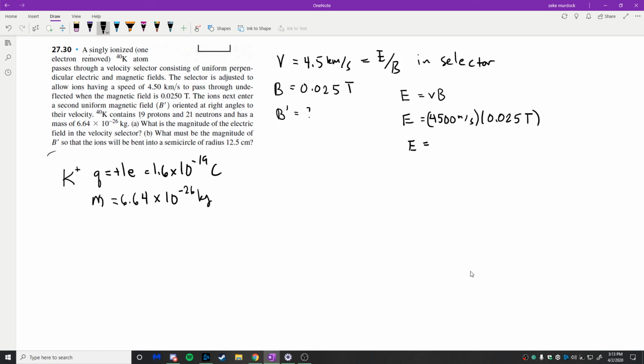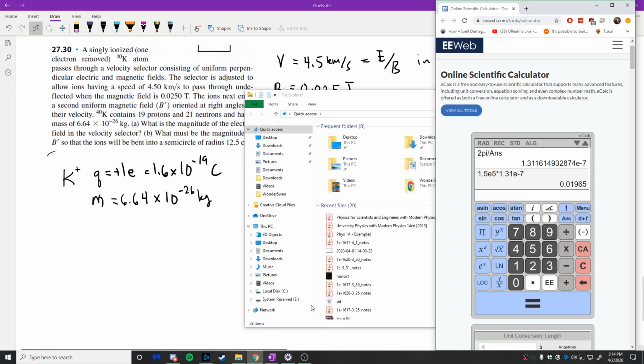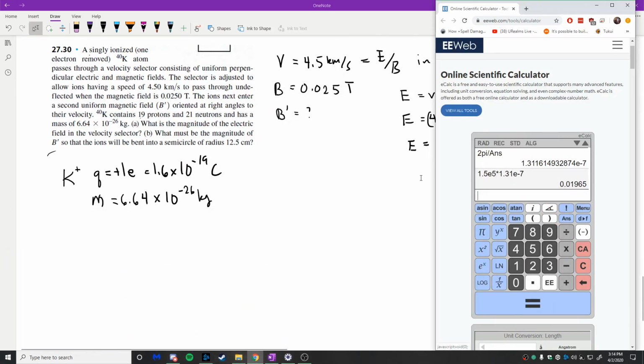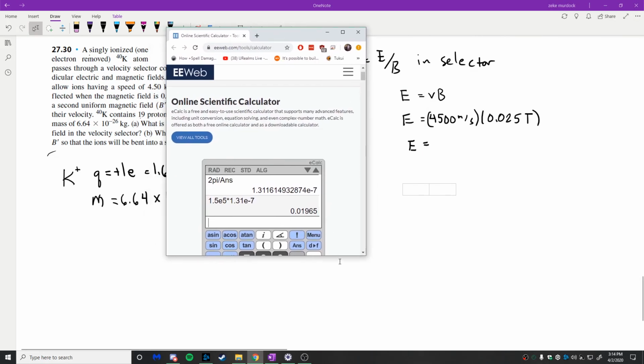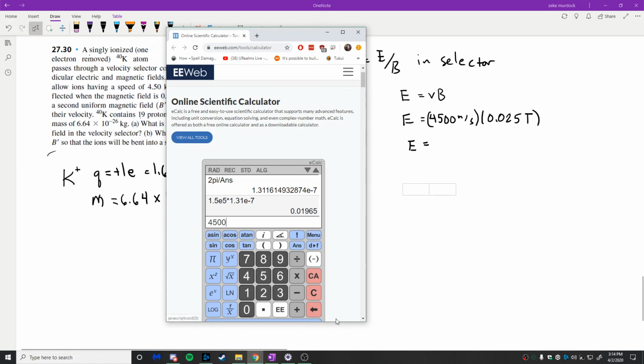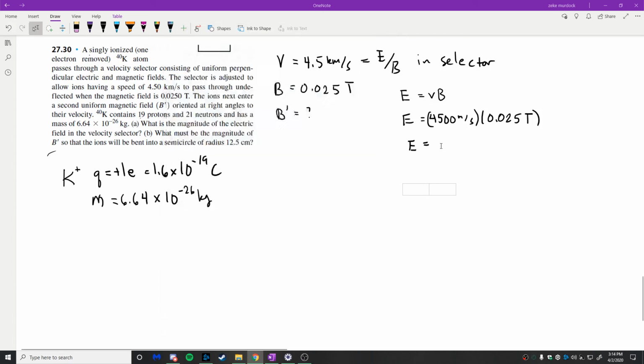All right. Probably could do that in my head, but I'm not going to. Basically, just dividing by 1 over 40. Whatever. We'll just put it in the calculator. Okay, that's the electric field.